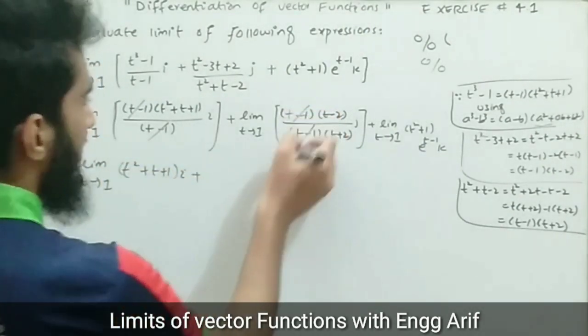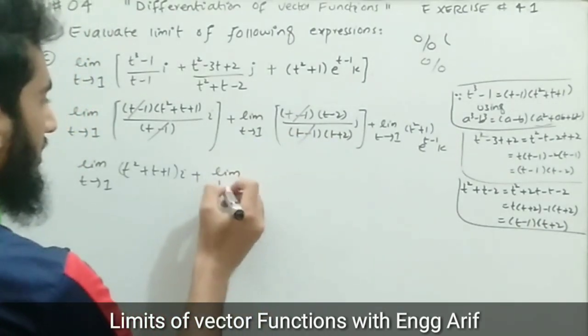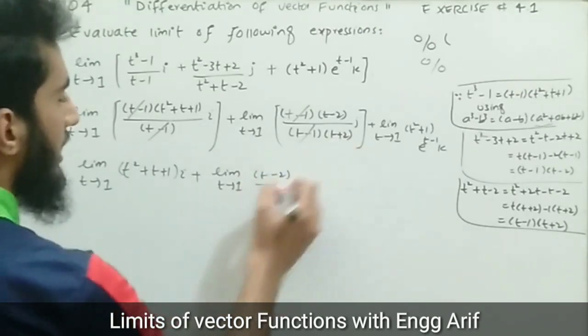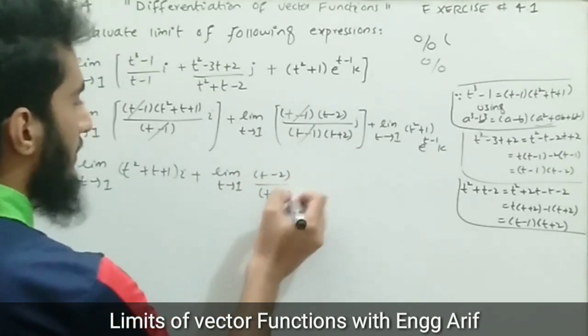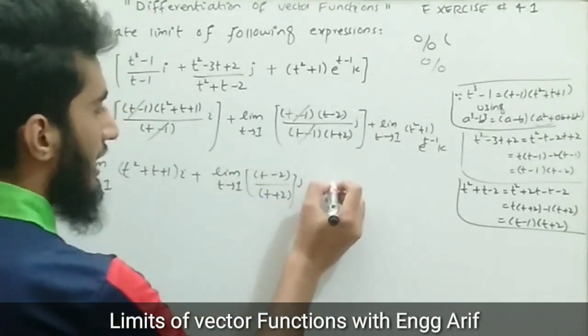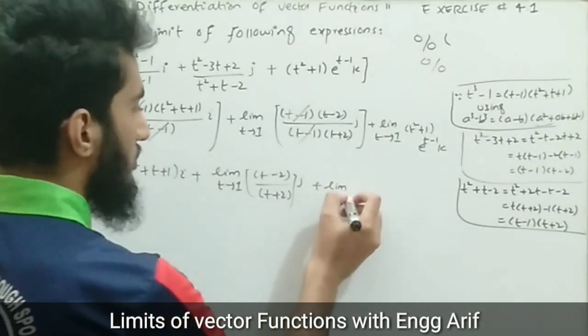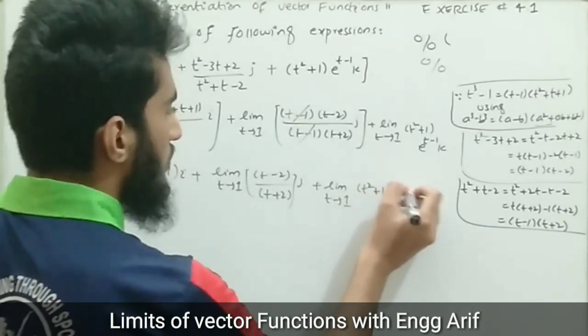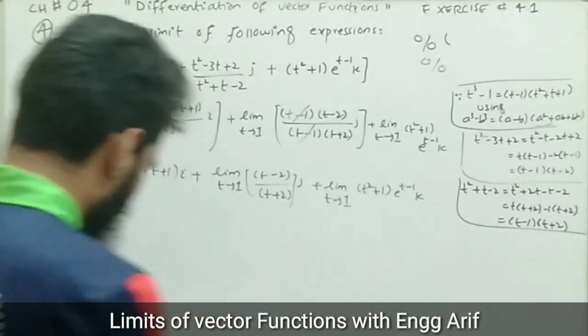And plus t minus 1 cancels out with t minus 1, we are left with limit t approaches 1. In the numerator, we are left with t minus 2. In the denominator, we are left with t plus 2, into j. And over here, we are left with plus limit t approaches 1 of t square plus 1 into e raised to power t minus 1 into k.